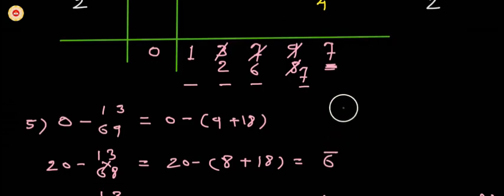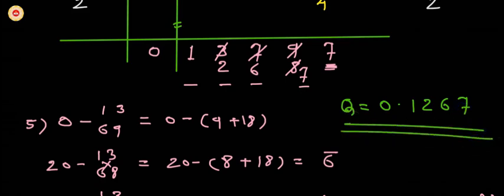What is final answer? Quotient is equal to 0. See this decimal line, you have to give decimal point in place of this decimal line. Okay, so 0.1267. 1267. See friends, this is answer.